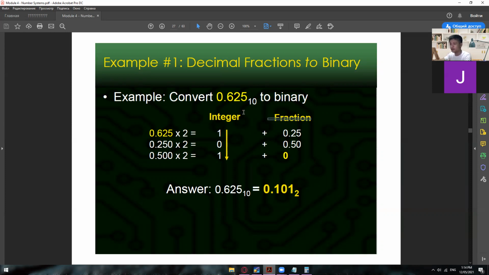So 0.625 times 2. The times 2 came from binary. It's equal to 1.25. Just separate the integer from the fraction. So we now have the integer right here and the fraction part right here. The one that we're going to get is the fraction part. So 0.25 times 2 is 0.5. So 0 right here and then 0.5 right here. Then 0.5 times 2 is 1, and the fraction part now is 0.